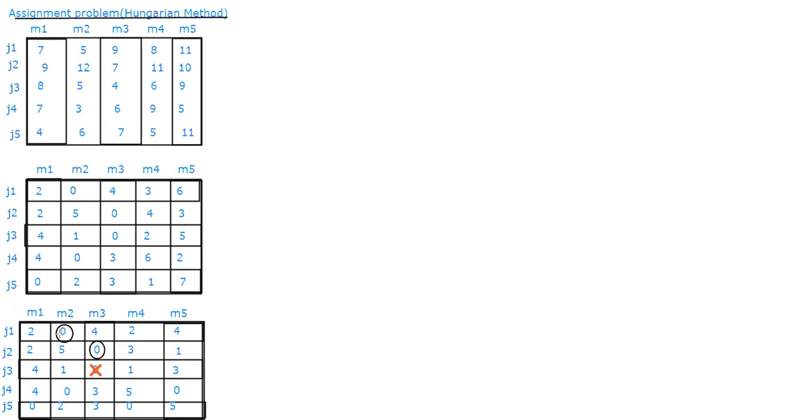But when checked column-wise, already a 0 has been assigned. That means I cannot touch this one, so I'm going to leave it. I'll put a cross mark on this one.